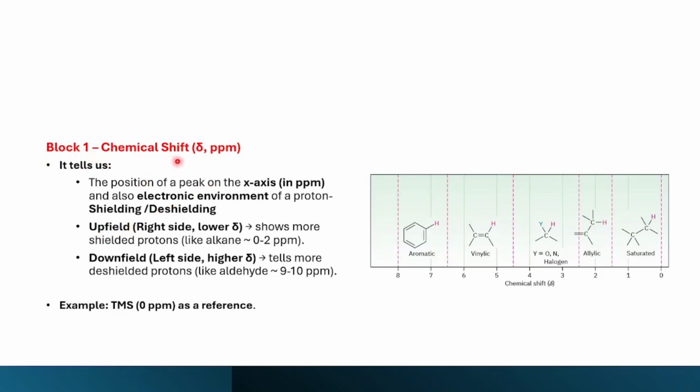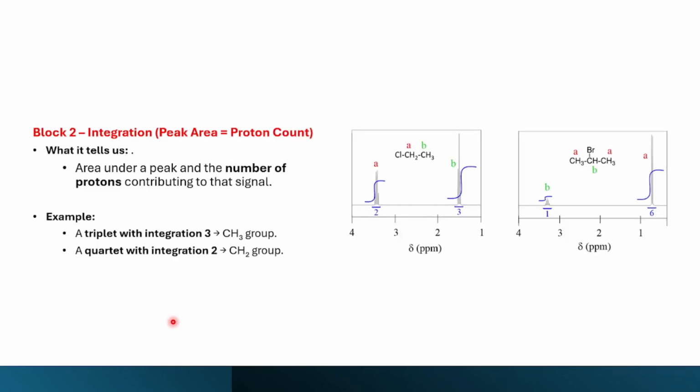Block 1, chemical shift. It tells us the position of a peak on the x-axis in ppm and also the electronic environment of a proton, whether shielded or deshielded. Upfield, right side: lower delta shows more shielded protons, like alkane. Downfield, left side: higher delta tells more deshielded protons, like aldehyde, 9 to 10 ppm. TMS appears at 0 ppm as a reference.